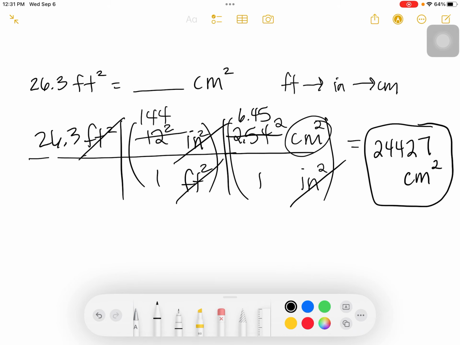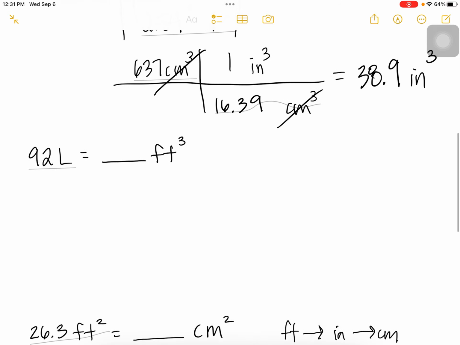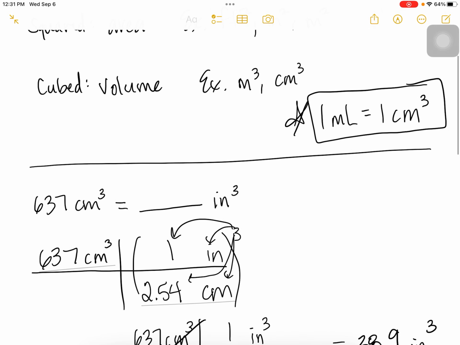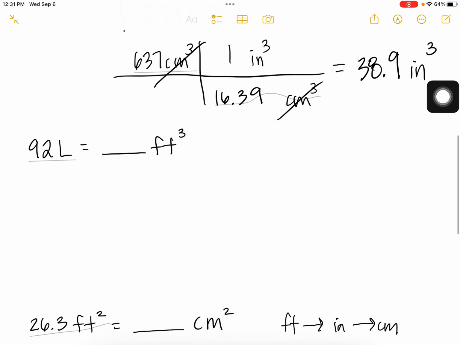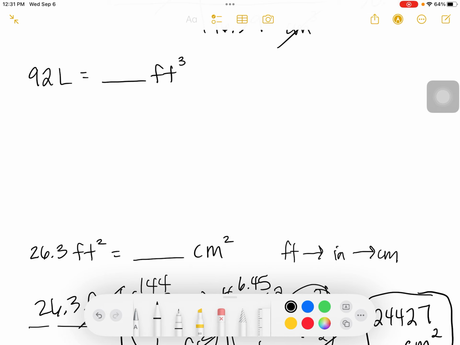Okay. And then let's do one more that encompasses this new conversion factor. Where is it? This one right here. Of the 1 milliliter is 1 cubic centimeter. So what if we had 92 liters and we wanted to go to feet cubed? So liters is a volume unit and feet cubed is a volume unit. So this is totally doable, but it hinges on this conversion factor.